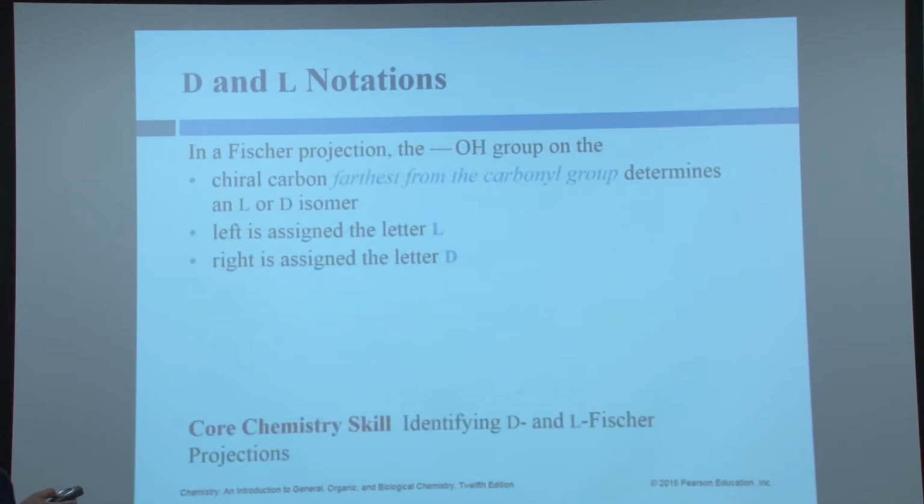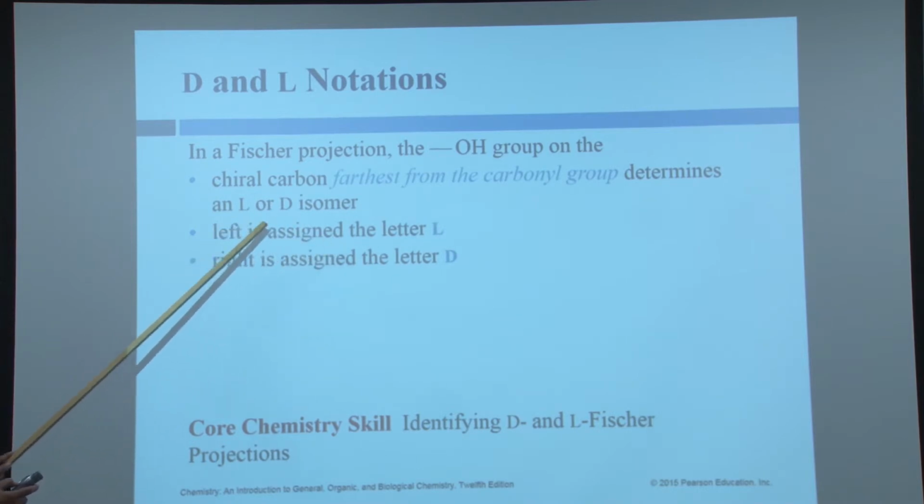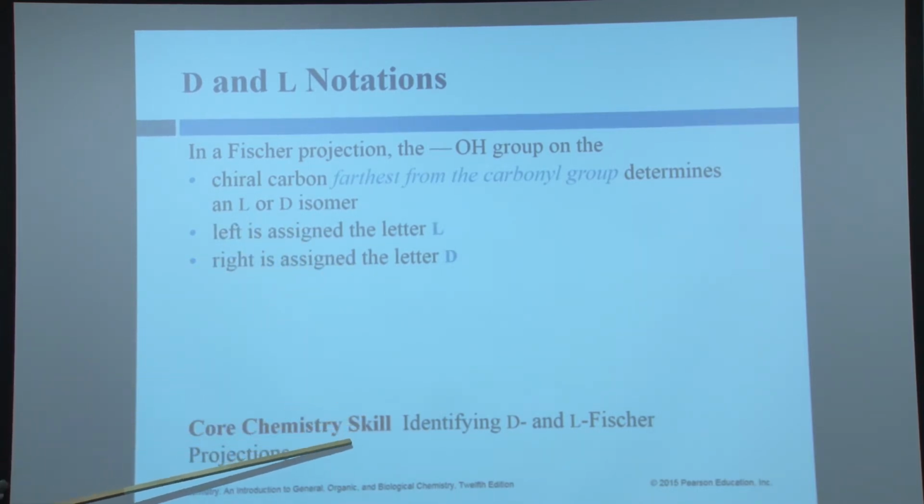So let us see. We're reviewing: the chiral carbon furthest from the carbonyl group determines the L or D isomer. Left is assigned L, right is assigned D. So we are identifying D and L monosaccharides.